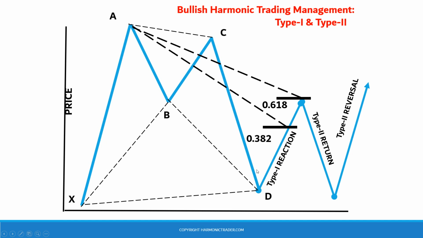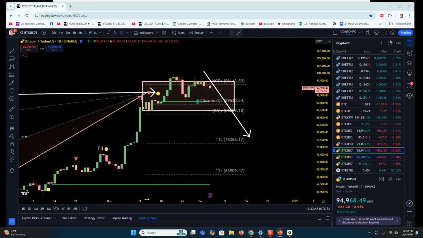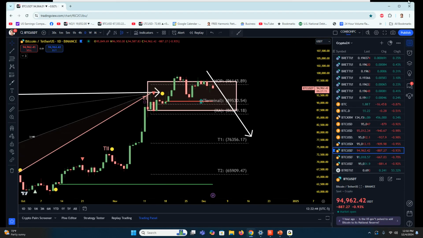This is the model: type 1 reaction, type 2 return, type 2 reversal. There are things that we look at each step in the way, but we treat the one as a reaction, the return, which is a great setup in a lot of situations. And there's some back-to-back pattern opportunities I'm looking at currently that have this. And then the larger move is a type 2 reversal. Right now, type 1 on Bitcoin.